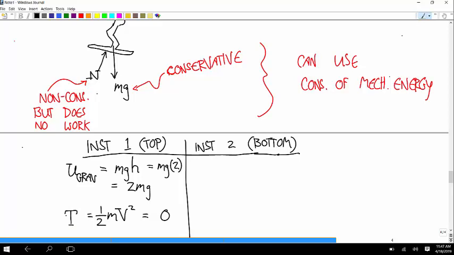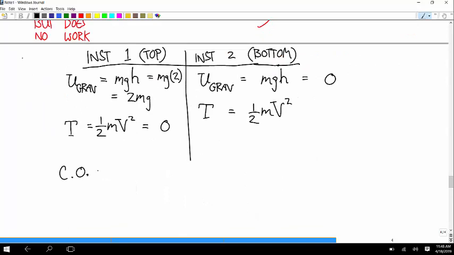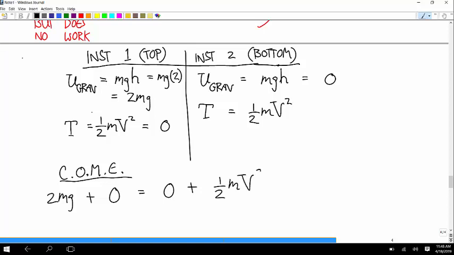And then at instant 2, the gravitational potential energy is mgh. This time, what's h? 0. The kinetic energy is 1/2 mv squared. This time, we're trying to find that v, so I'll just leave it in there so we can solve for it. Conservation of mechanical energy: 2mg plus 0 is equal to 0 plus 1/2 mv squared.